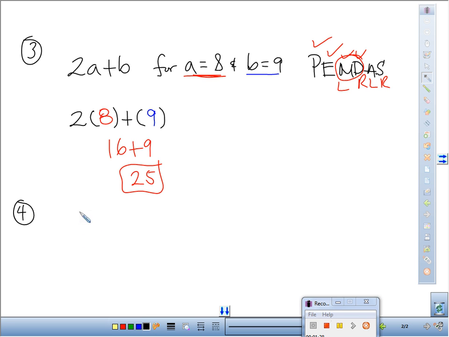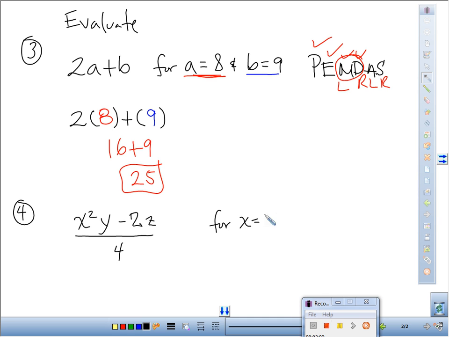Here's another one. It says evaluate the following expression. These that say evaluate, you just need to substitute the values of the variables and simplify. So here's the expression that they give us: x squared y minus 2z over 4. And they give us x equals 12, y equals 6, and z equals 10.